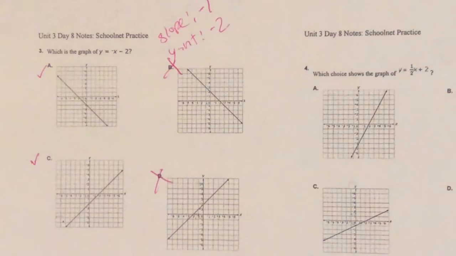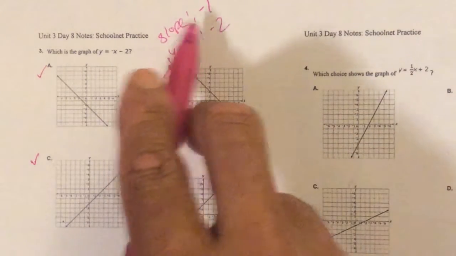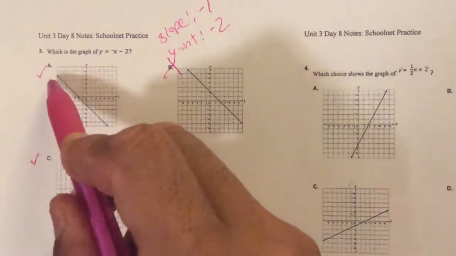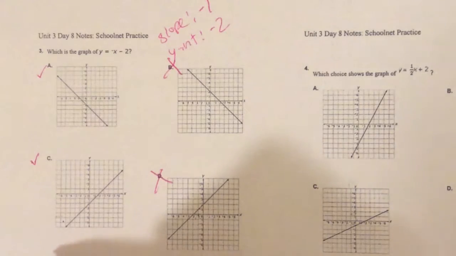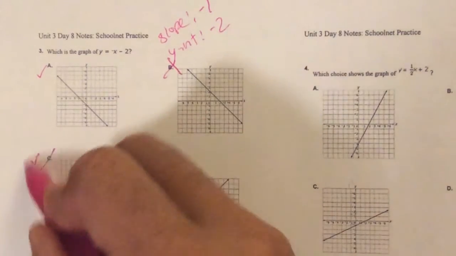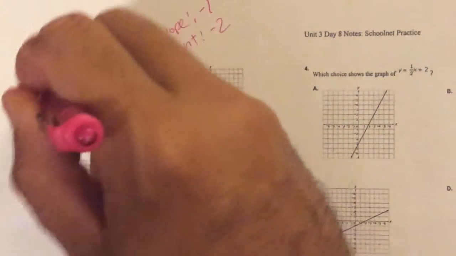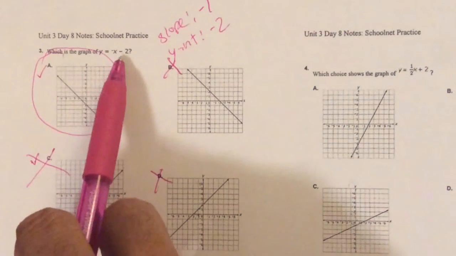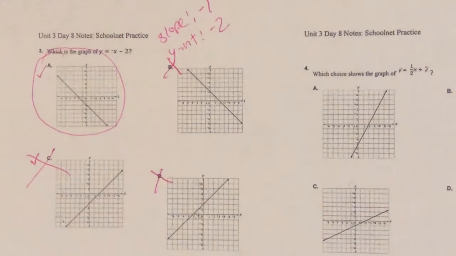Now let's use the slope to eliminate one of them. If you notice, the slope is negative, so that means it has to be going downstairs. So A is going downstairs, C is going upstairs. So that means C is out. So that means my final answer has to be A. This graph is the graph of that equation.